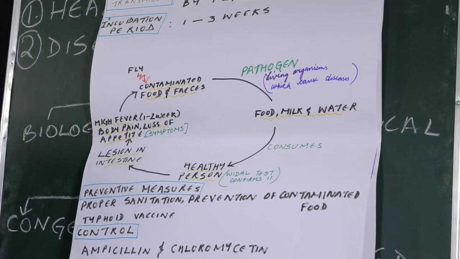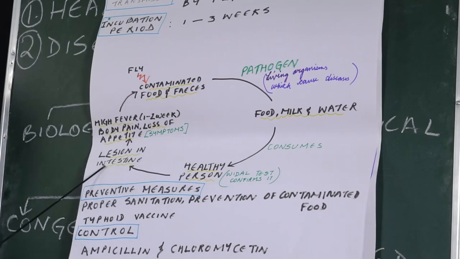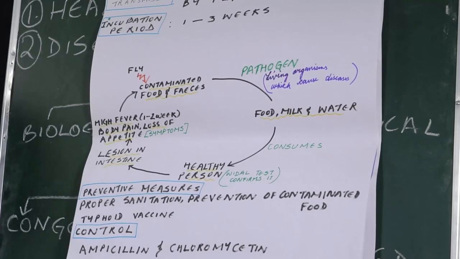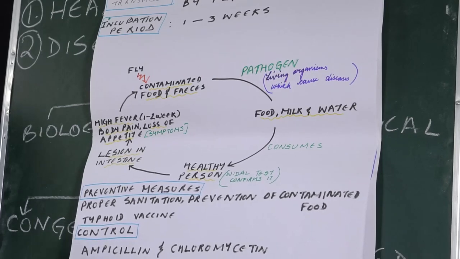When it goes into your intestine, the bacteria causes lesions. Lesion means it's kind of like a blister type. It creates an irritating condition where your intestine will get irritated, highly aggravated, and then it will create problems. Like you will have loose motion or you'll have constipation. That means it's creating a problem.